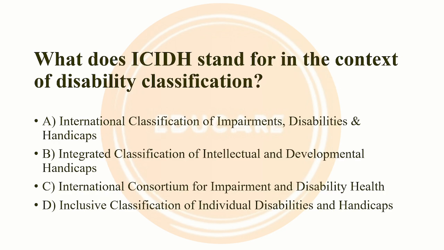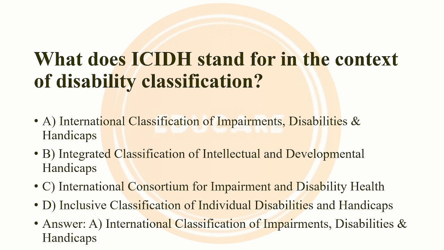What does ICIDH stand for in the context of disability classification? Option: International Classification of Impairment, Disabilities and Handicaps, Integrated Classification of Intellectual and Developmental Handicaps, International Consortium for Impairment and Disability Health, Inclusive Classification of Individual Disability and Handicaps. The answer to this question is option A, that is International Classification of Impairment, Disabilities and Handicaps.